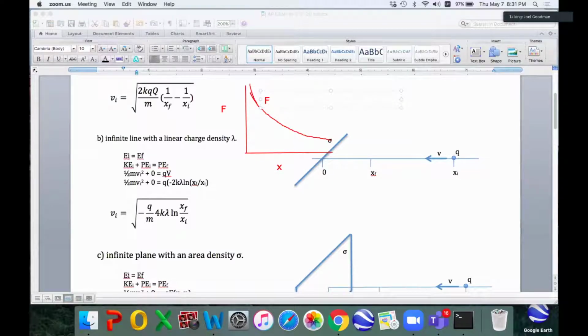Force will be proportional to, do I have a proportional symbol? I guess that is proportional to 1 over x. Does anybody remember that? That means that the area under this graph is going to be the work done for me to bring this charge inward. The potential energy, therefore, will increase. A 1 over x graph is not the same as a 1 over x squared graph.